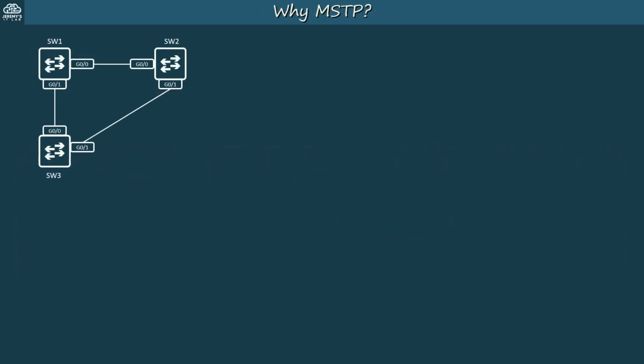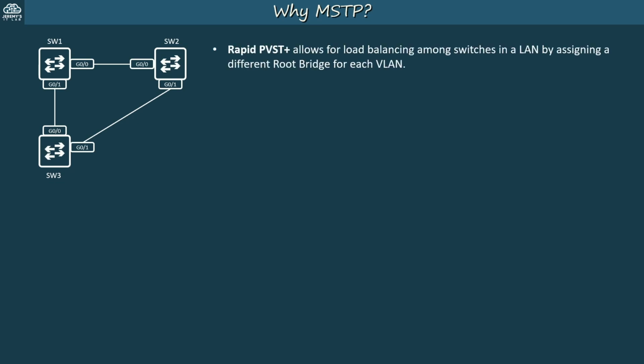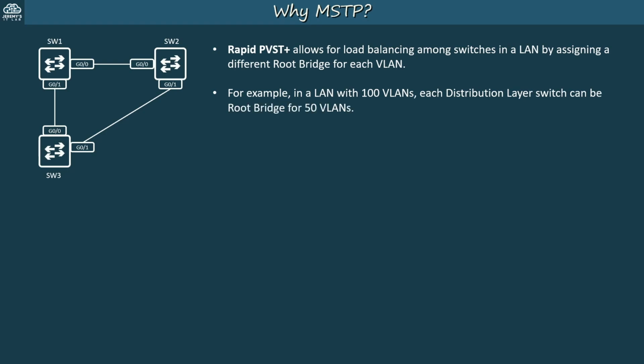Let's get started by looking at why MSTP is beneficial. We'll do that by looking at a downside of rapid-pvst+. Rapid-pvst+ allows for load balancing among switches in a LAN by assigning a different root bridge for each VLAN. For example, in a LAN with 100 VLANs, each distribution layer switch can be the root bridge for 50 VLANs.